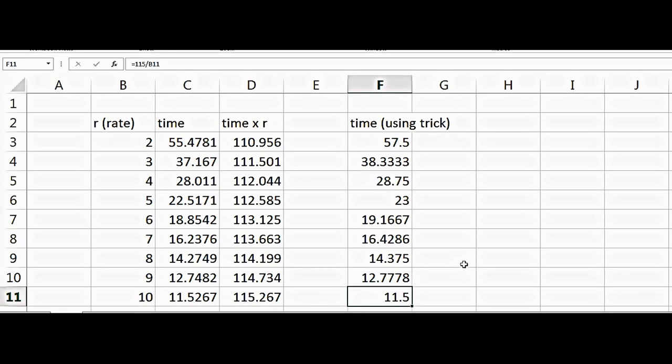So if you use this trick, we don't get the exact number, but we get an approximation for the time it should take, and that could be very handy when you are thinking about different investments and you want to get a quick sense, or want to get quick numbers in your mind.